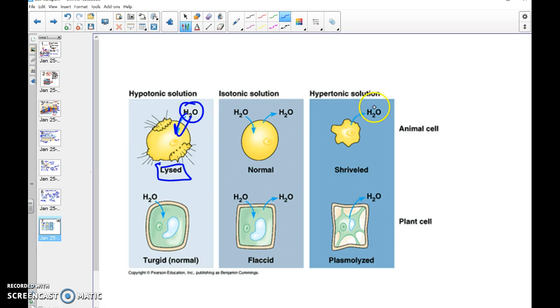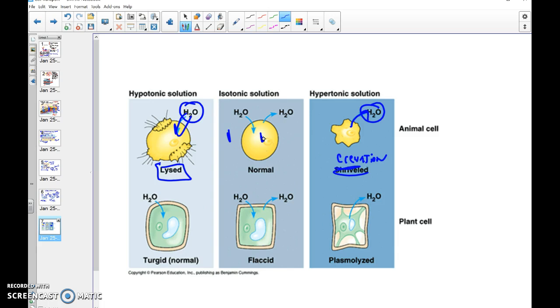You also can have a situation where the water rushes out of the cell and the cell sort of shrivels up, kind of like your fingers do when you've been in a swimming pool or a bathtub for too long. And we call that crenation. Either of those things will kill your cells. And so it's very important that you have similar concentrations in the solution both outside and inside the cell.